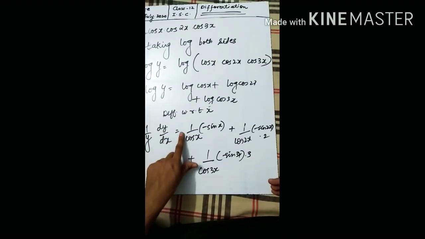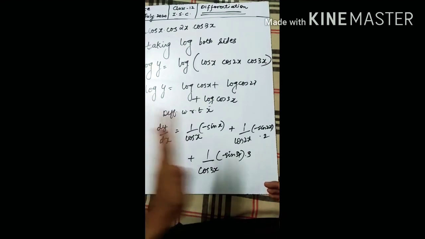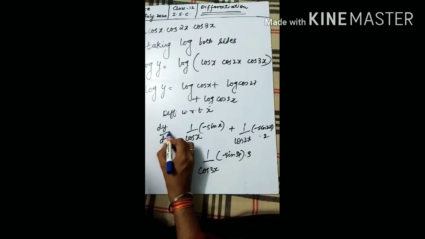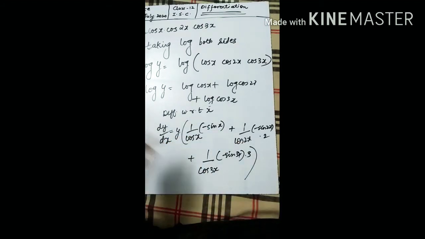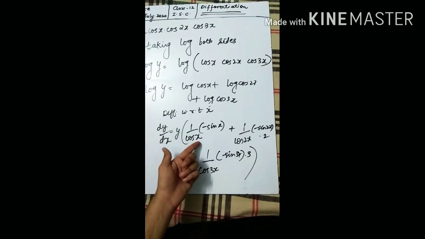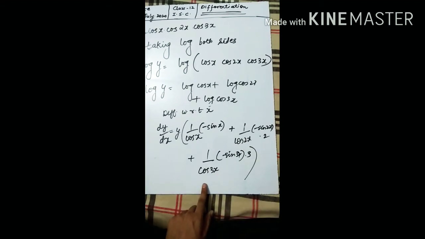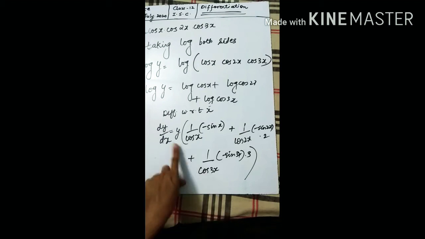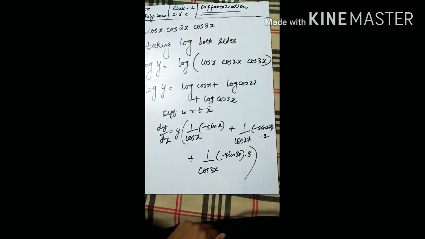Take this y this side. So when you take this y this side, in the next step, this will be y, and this you take in the bracket. This will be minus of tan x, this will also be minus of 2 tan 2x, and this will be minus of 3 tan 3x, and in place of y you put all this value. That's it. This is the answer.